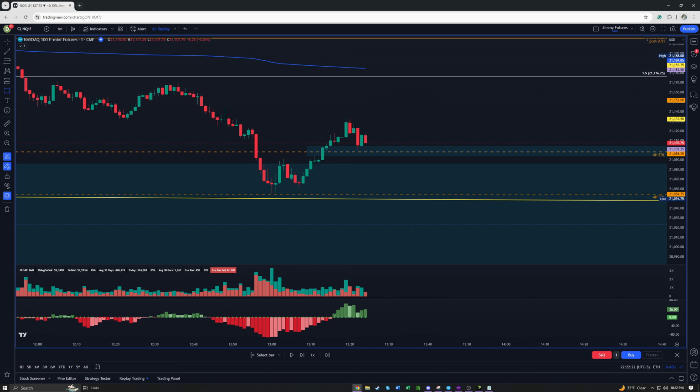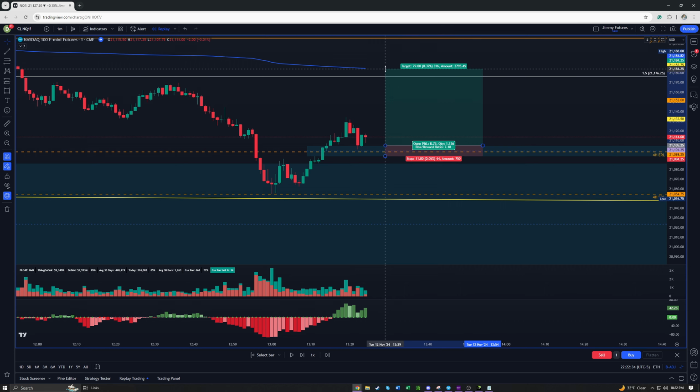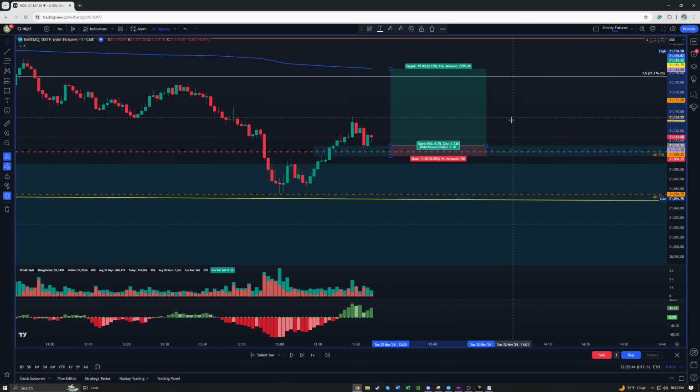targeting VWAP. If I take a look at the risk reward from right here, all the way up to VWAP, this is a 7.18 risk to reward trade, which is pretty huge, right? A lot of times we're looking at 2 or 3R, but this is 7.18, so it's really good. So let's continue.